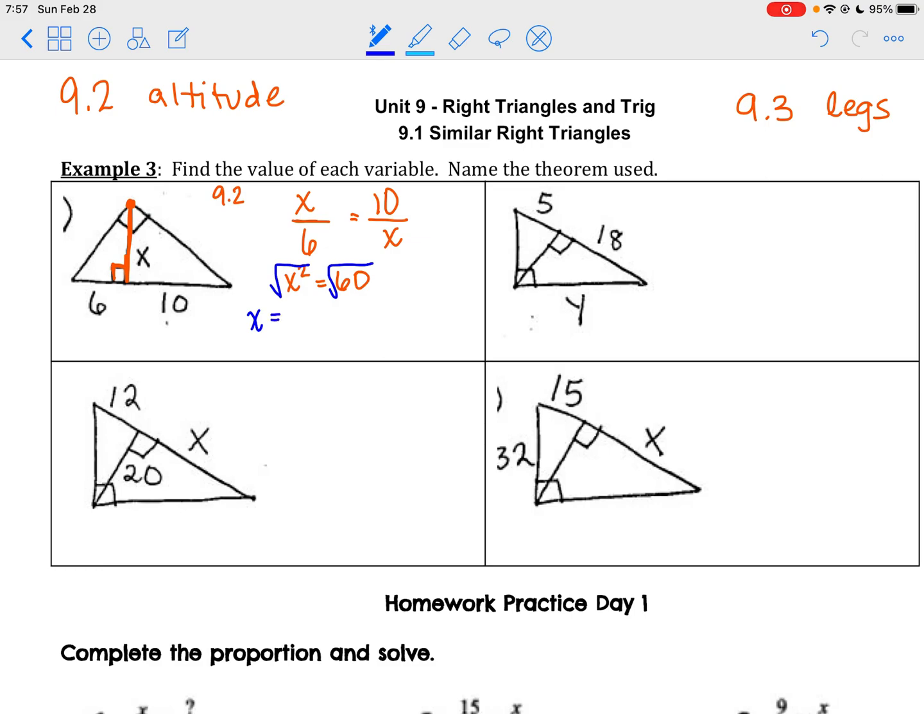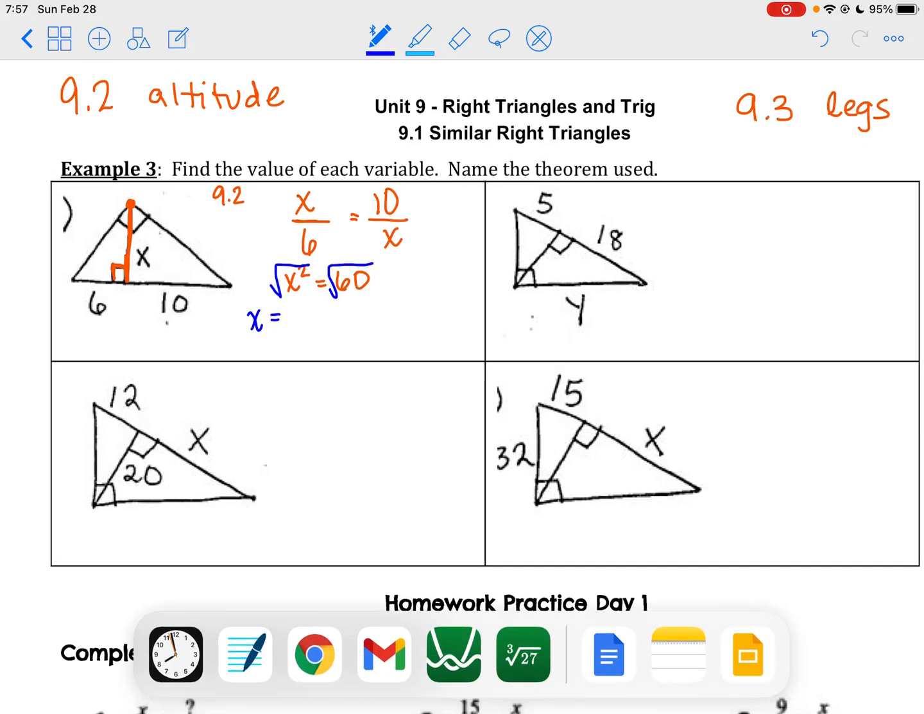So I kind of have two options here. I can reduce this radical here by its greatest common factor. That's a perfect square. Or I can estimate it. So let's think about both parts.